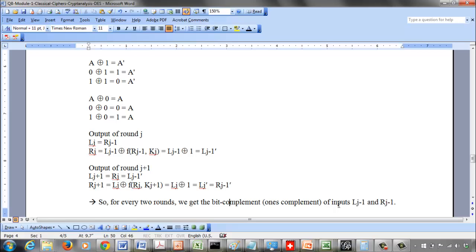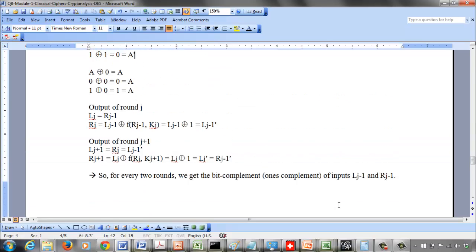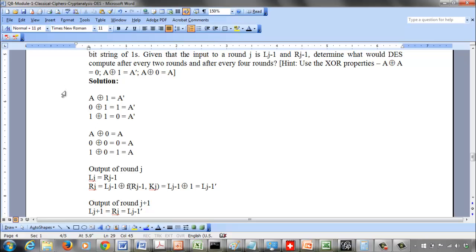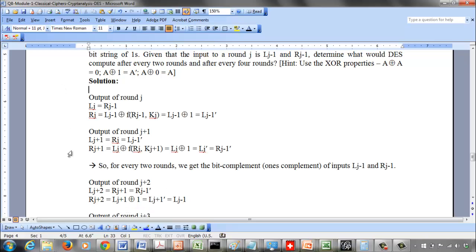So let us continue. Let me remove these things here so we can go through it more easily. For round j+2, L_{j+2} is R_{j+1}, and we know R_{j+1} is R_{j-1} prime. So we want to get back everything as R_{j-1} or R_{j-1} prime, or L_{j-1} or L_{j-1} prime, because those are the inputs to our round j.